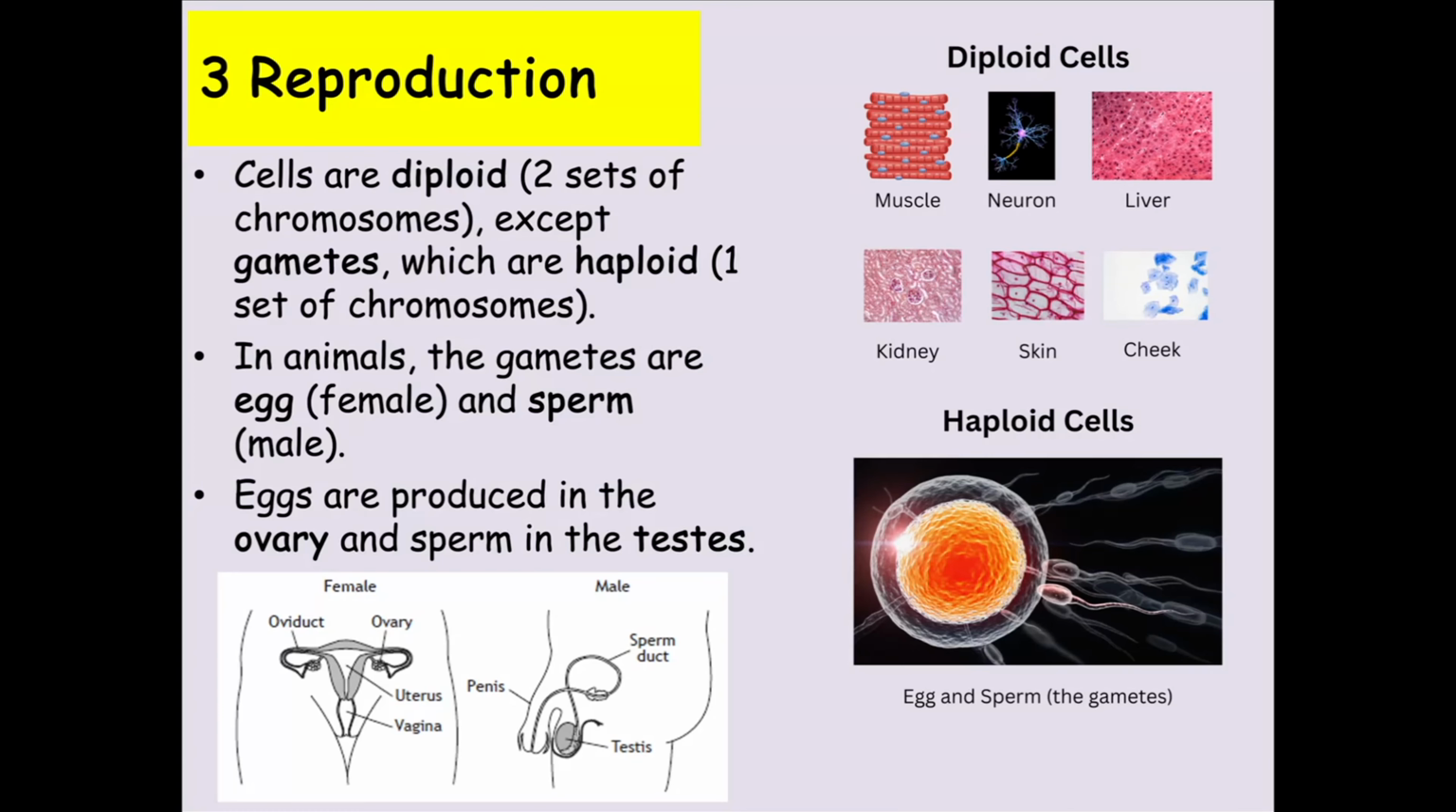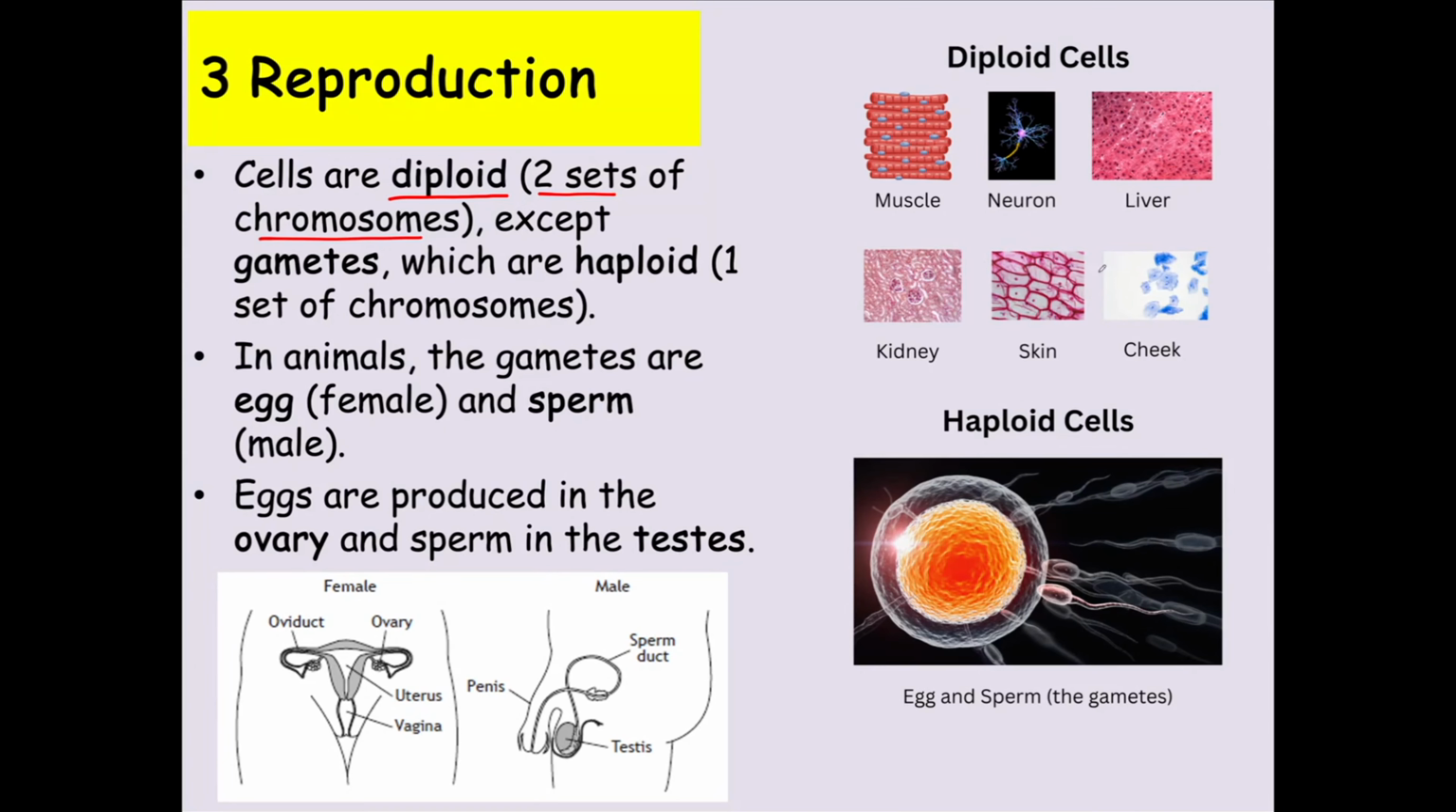So cells are diploid, which means that they have two sets of chromosomes. Most cells in the human body, for example, are diploid, and we'll look at some of the examples there on the slide. We've got muscle cells, neurons, liver, kidney, skin, cheek. All of these are examples of diploid cells, and they are in the majority within our body. So most cells are diploid, which means they have two sets of chromosomes. You need to remember that definition of a diploid cell as well. So do make note of that and do try and remember it.